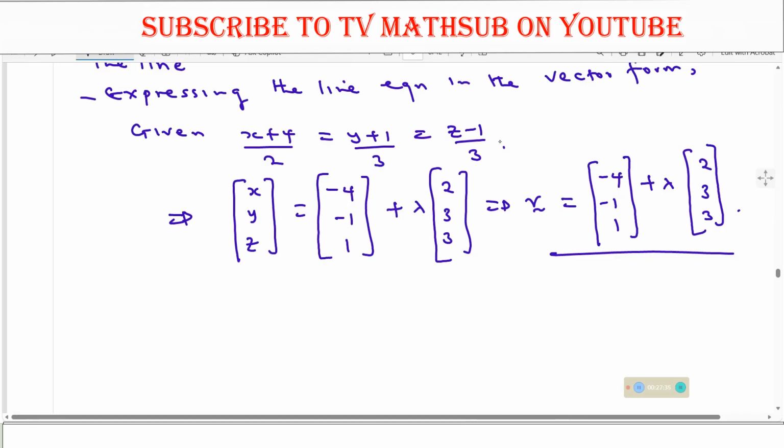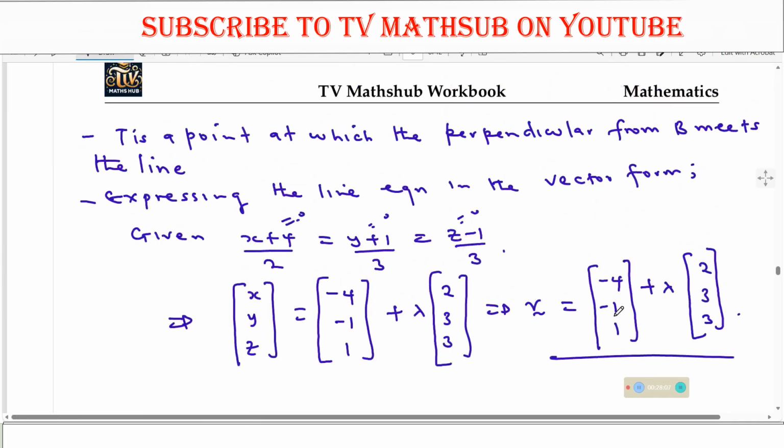So you don't need to first equate this to lambda and then get x equal to something. This one can easily be seen because this side you have x, y, and z. What you put here will be this equated to 0. When you equate this to 0, you get the point on the line. And then what is here in lambda as the coefficient will be 2, 3, and 3. So that one you can easily get. Now this is the vector equation of the line.